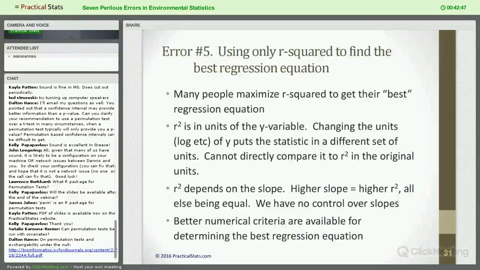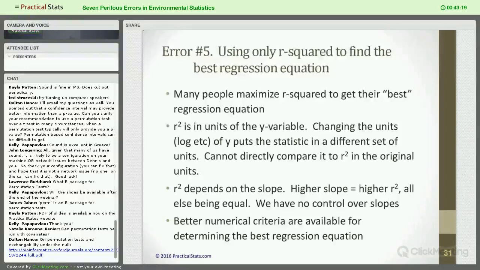And so what happens if you change the units of the Y variable? If you change the units of the Y variable, you've just changed what the meaning of 1.0 is for R². You've changed the maximum variation that the R-squared is being computed against. So you're changing things to the point where you really cannot directly compare R-squared in the original units and transformed units, say if you took logs.